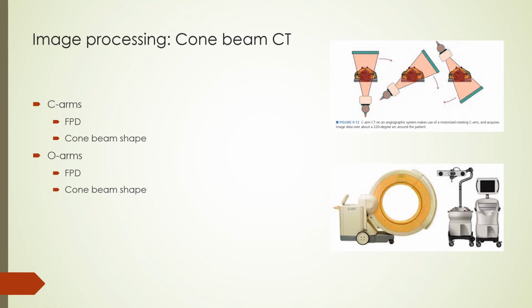The images acquired by 3D C-arms and O-arms are not true CT images because there is no Hounsfield unit associated with the images. Both O-arms and 3D C-arms use flat panel detectors with a wide area, so they require special reconstruction algorithms because the beam is shaped like a cone.